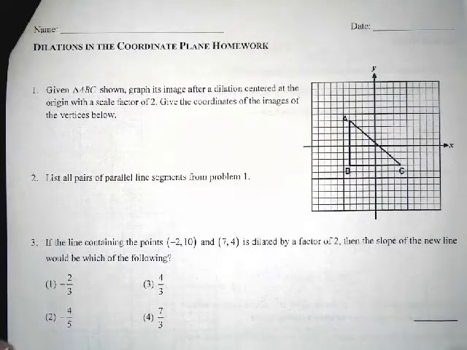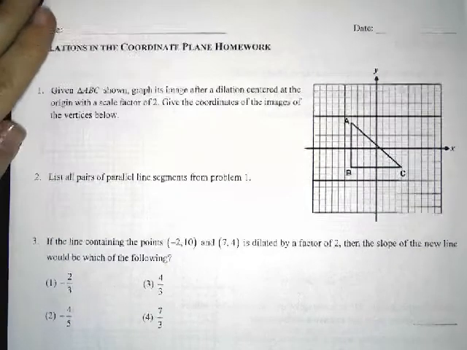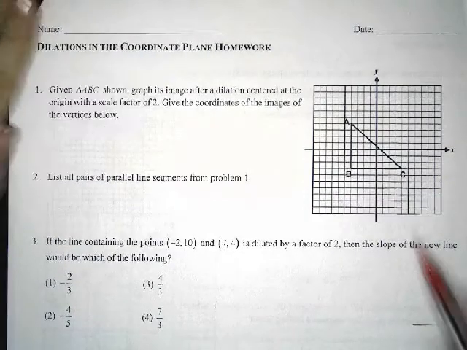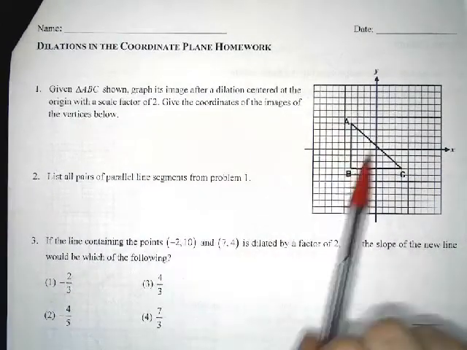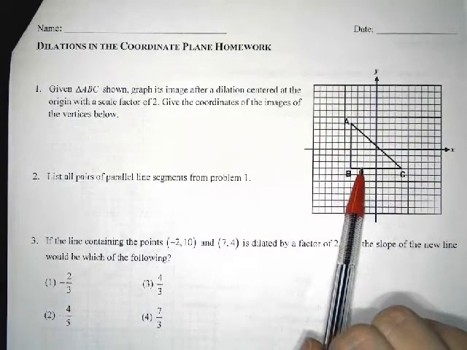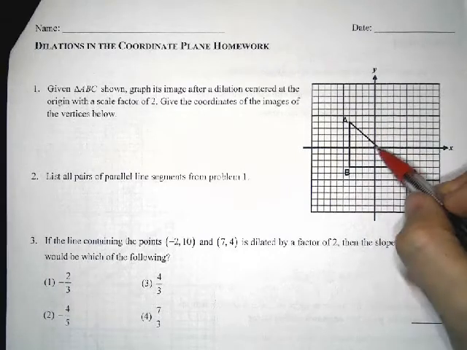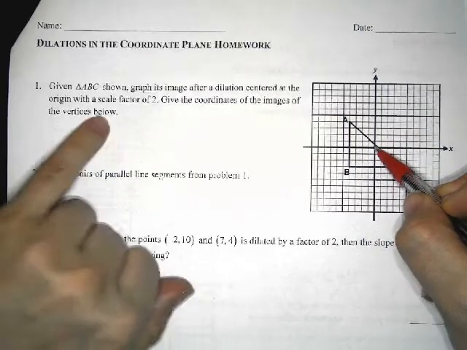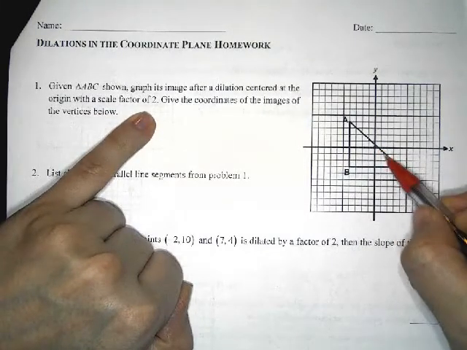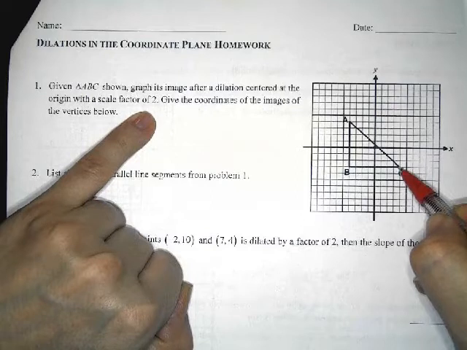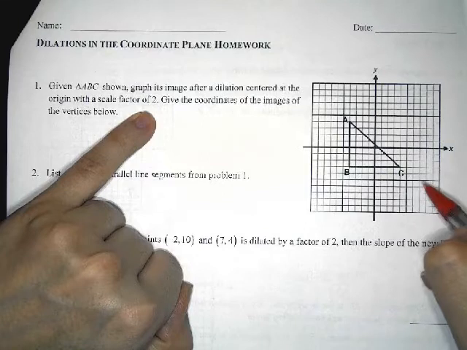All right, we're looking at dilations day 2 homework, dilations in the coordinate plane. Given the triangle ABC shown, graph its image after a dilation centered at the origin. Well, here's the origin. The scale factor of 2 tells us that the distance from the origin to C is going to double to get to C prime, right?